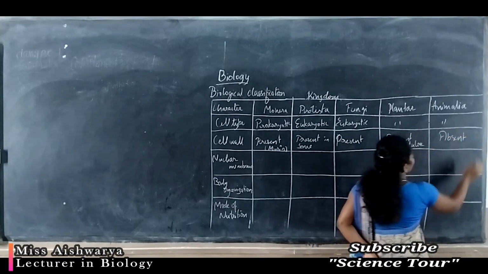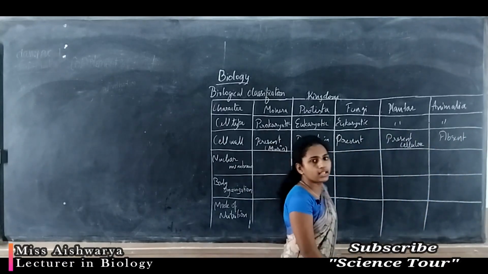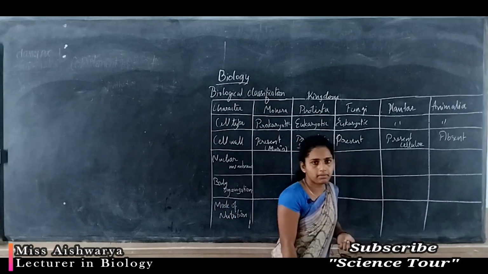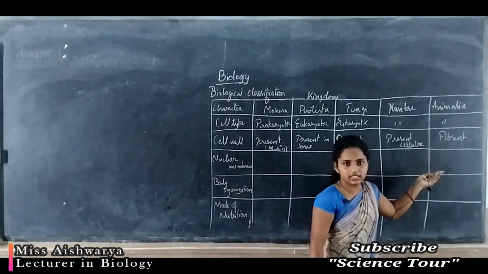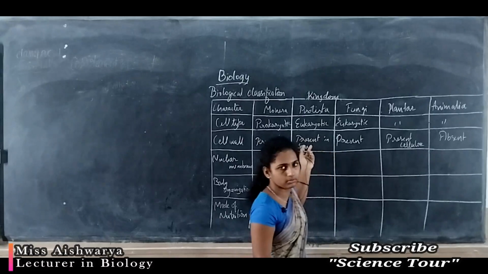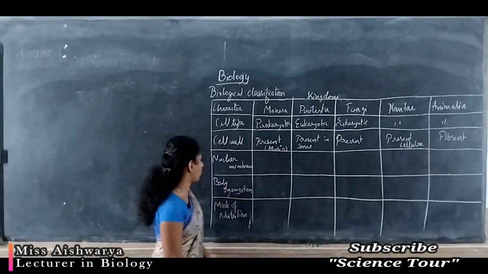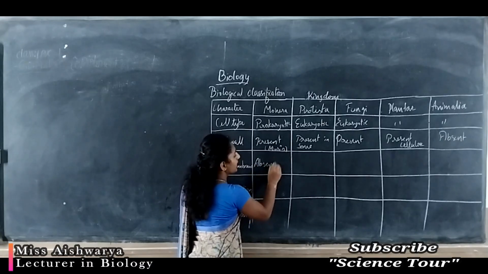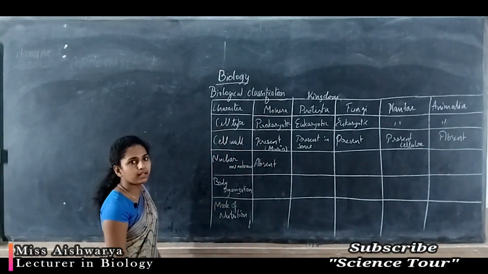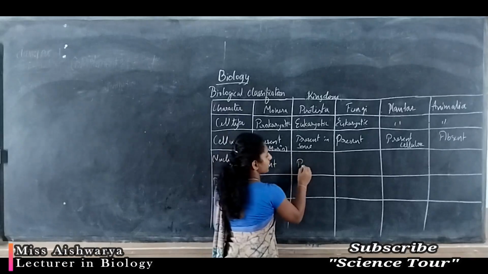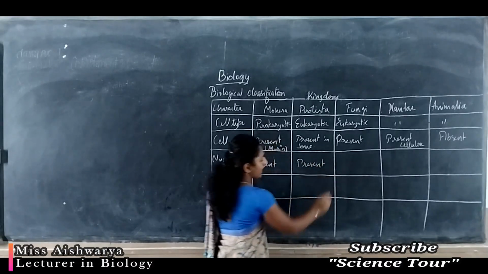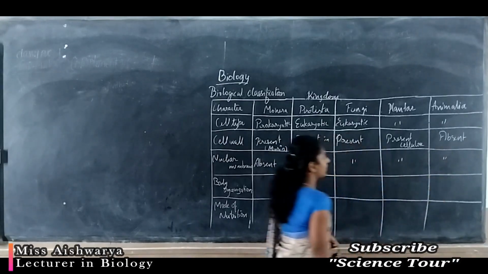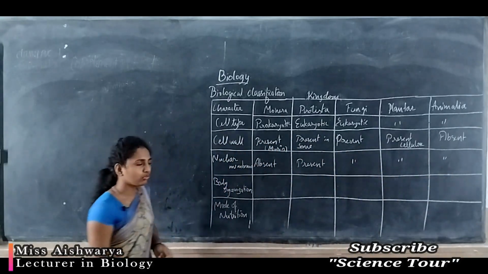In animals you cannot see a cell wall around the cell, and it contains only a plasma membrane. So the cell is flexible. Here they are rigid because of the presence of the thick cell wall. Nuclear membrane: in the prokaryotic cell the nuclear membrane is completely absent. In all the eukaryotic cells you can see the presence of a nuclear membrane.